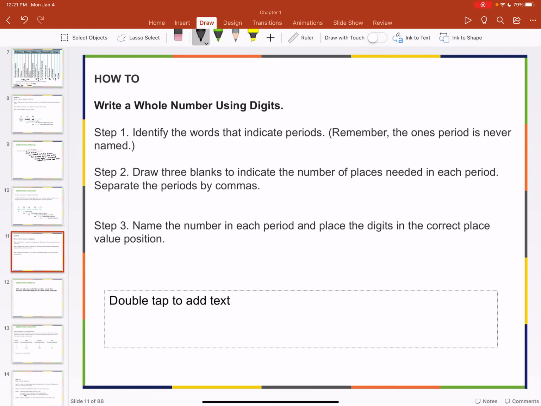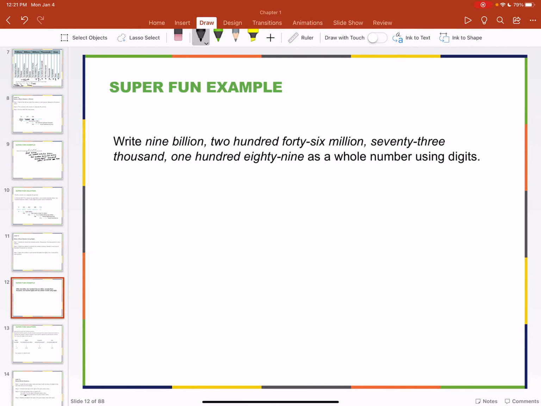All right, so remember, going in the other way, if we were given the number as a word, we need to identify the words that indicate periods. We draw 3 blanks to indicate the number of places needed in each period. We separate the periods by comma, and then we name the number and place the digits in the correct value position. Okay, so super fun example, write 9,246,073,189 as a whole number using digits.